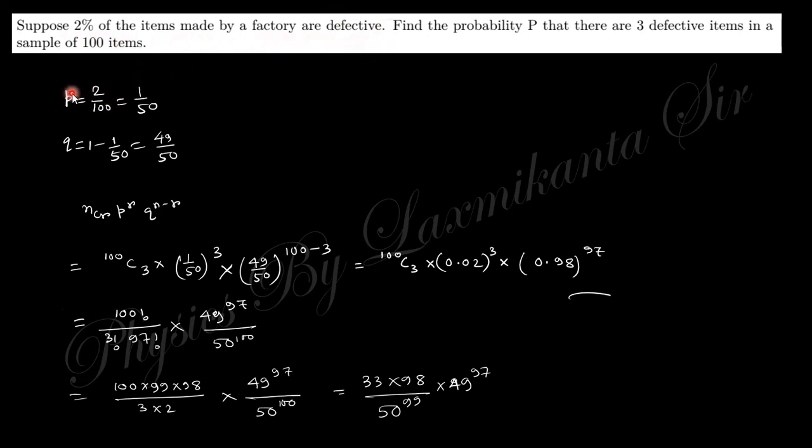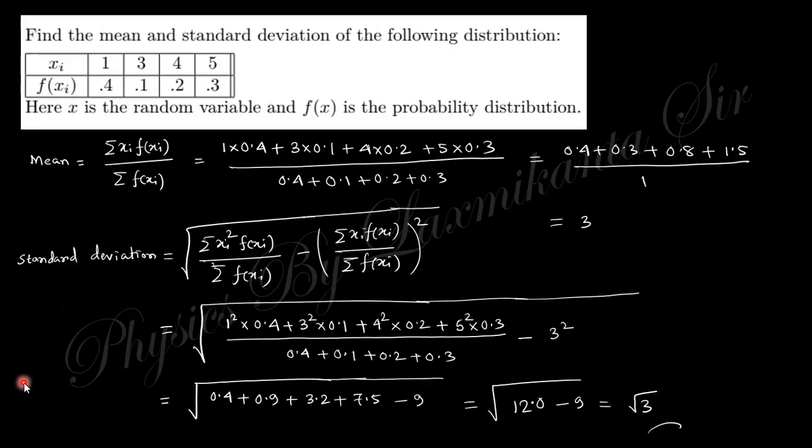Next question, which says suppose 2% of items made in a factory are defective. 2% is defective, so p equals 2%, that is 1 by 50, and so non-defective will be 1 minus p, right? Find the probability that there are 3 defective items in a sample of 100 items. So there are 100 items, within that we need 3 defective, so 100 C3, and defective is our success, and non-defective is the failure. So just calculate, you can get the answer. Clear? Go to the next one.